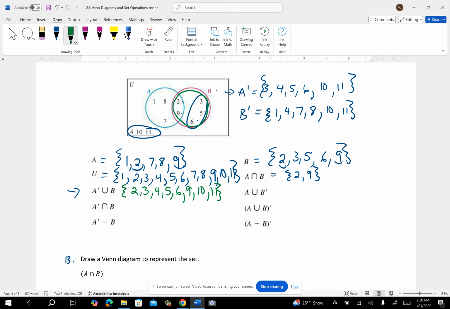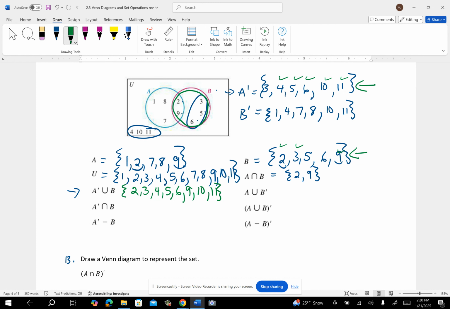Now if I already have the lists, I could just look at the complement of A, and I could look at set B, and I could compile those together. I could just get all the elements that I see in either of those and pool them all together to come up with this list. See the 2, the 3, the 4, the 5, the 6, the 9, the 10, the 11.